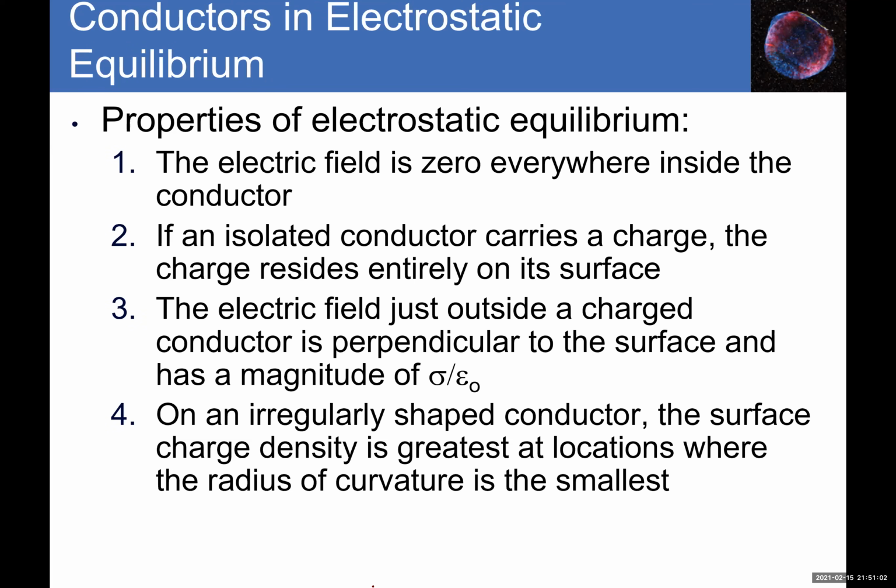If an isolated conductor carries a charge, the charge resides entirely on its surface. The electric field just outside the charged conductor is perpendicular to the surface and has a magnitude of sigma over epsilon naught. On an irregularly shaped conductor, the surface charge density is greatest at locations where the radius of curvature is the smallest. That means, for example, if you have something like this, the radius is smallest here, so the electric field over there will be the strongest compared to here.